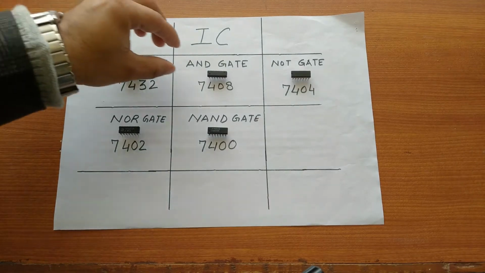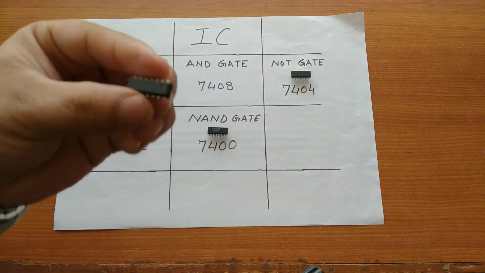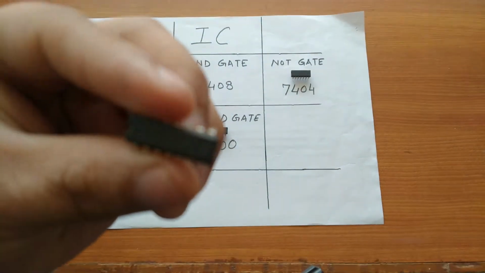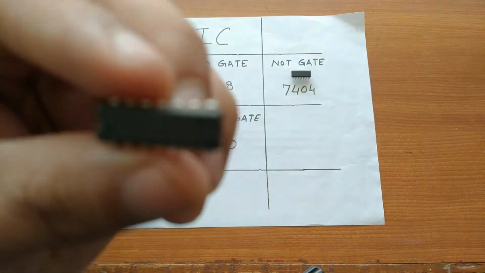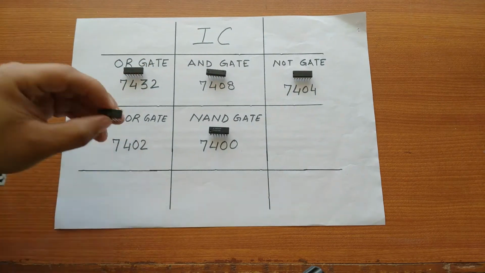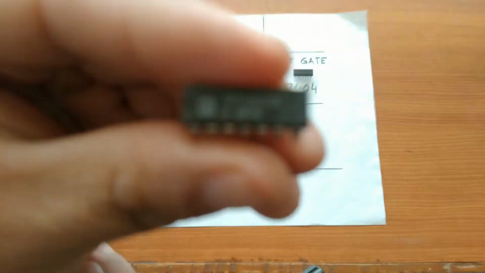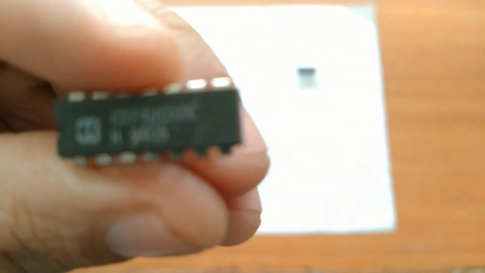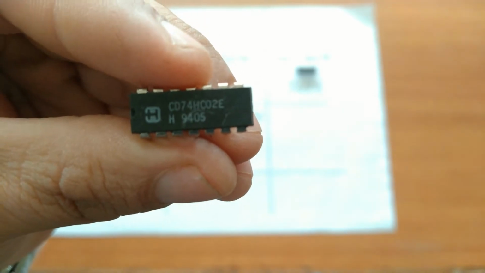In a similar way, if I go to the AND gate IC and show you through the focus, it will be your 7408. You can find it on this. Like this, we can go for the NOT gate IC and the NOR gate IC. If I show this NOR gate IC, that's 74HC02E. In this way, you can check the IC.